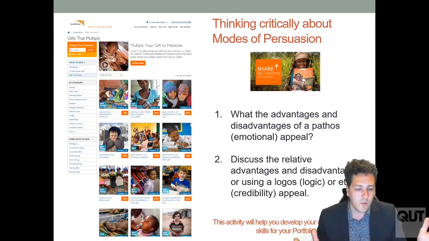All right. So let's go for logos and ethos then, right? Logical appeals. We've talked about the fact that they're going to be very beneficial to sustained behavior change, because a logos argument has its benefits over time. So what about some of the disadvantages of a logical appeal then?